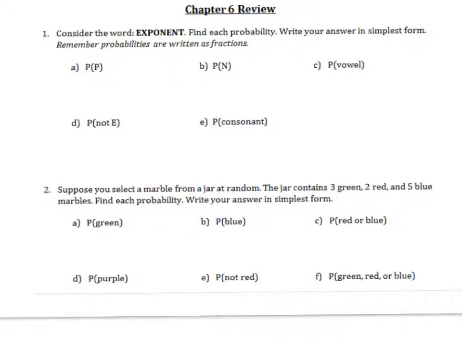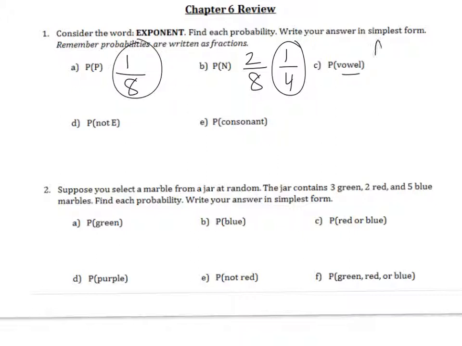Okay, Chapter 6 review. Consider the word exponent. Look at the letters in exponent. Find each probability. Write your answer in simplest form. Remember, probabilities are written as fractions. So this one is find the probability there's a P. There is 1 P out of 1, 2, 3, 4, 5, 6, 7, 8, so out of 8 letters. There are 2 N's out of 8 letters, so that reduces to 1/4.